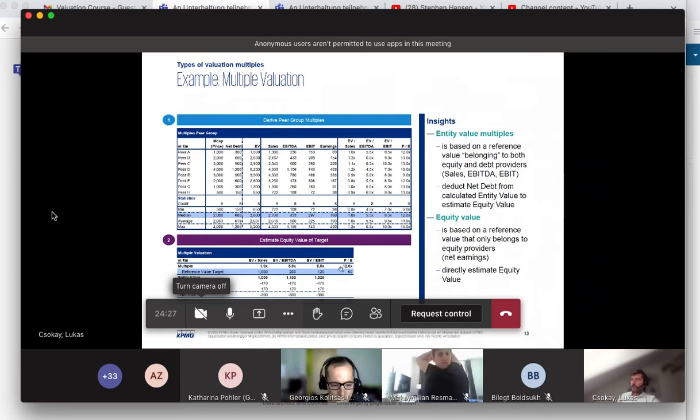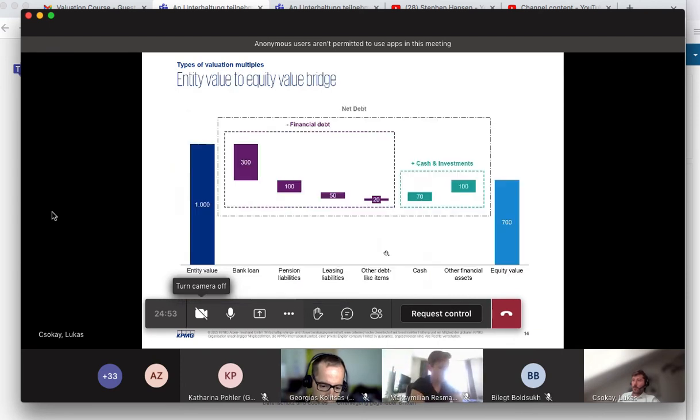What's important here is that if we talk about entity values, then we talk about a reference value which belongs to both equity and debt providers, and equity value only belongs to equity providers. So it's simpler in that we don't need this bridge. And the bridge I was talking about, we showed here a typical net debt bridge for you, just so that you have seen that.